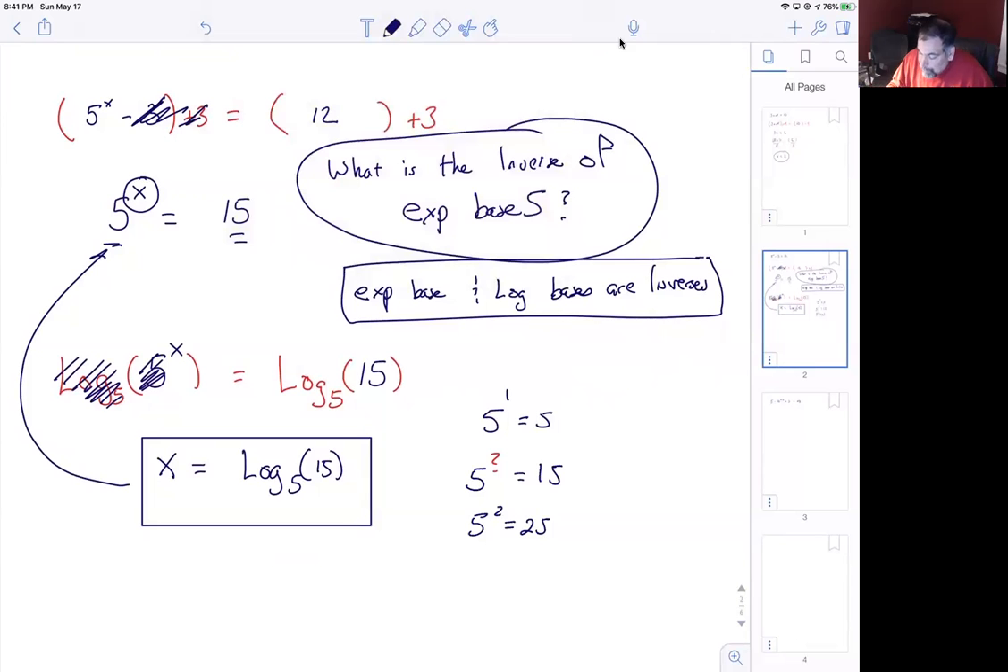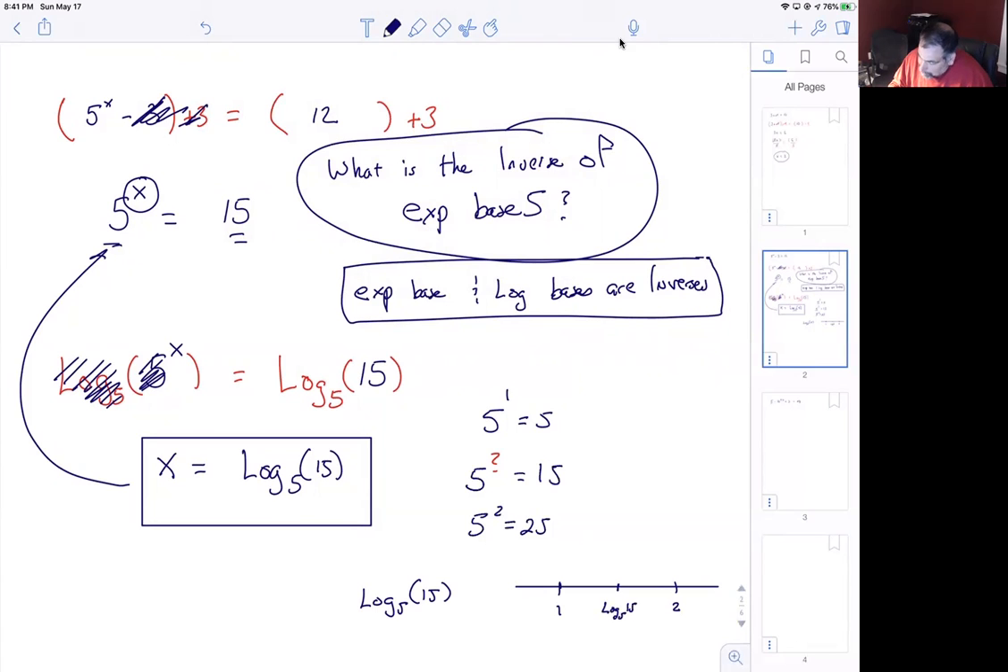In fact, we don't have a name for this number yet, at least not in what we're used to. So the name for this number is log base 5 of 15. That's the name of the number. He lives somewhere between 1 and 2. So if we were to put this on the number line, we'd have 1 here, we'd have 2 here, and then somewhere in between we'd have log base 5 of 15.